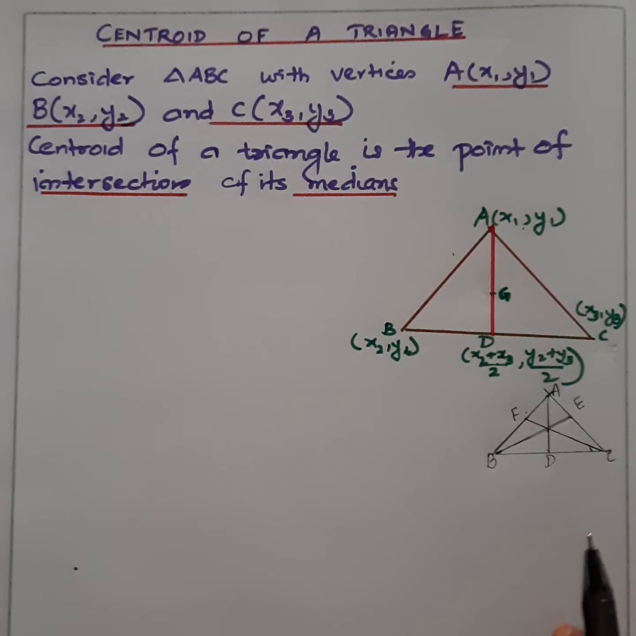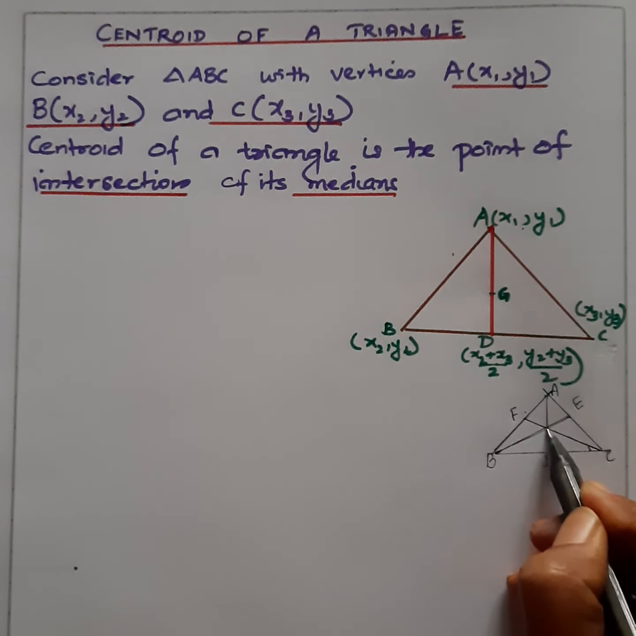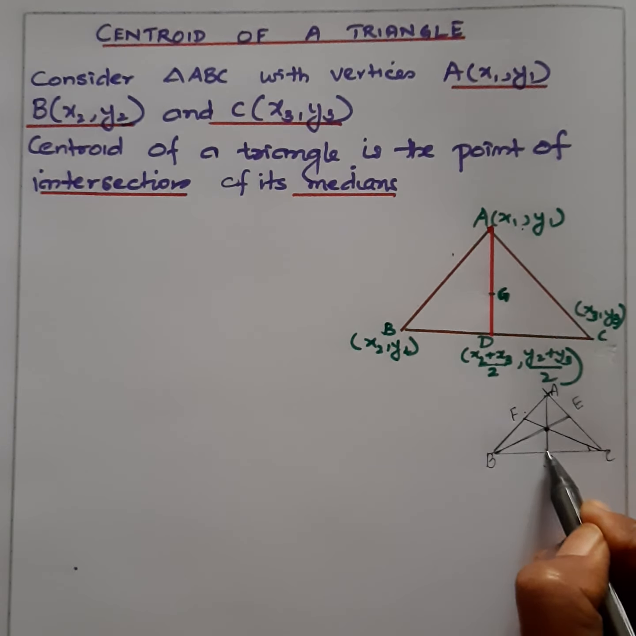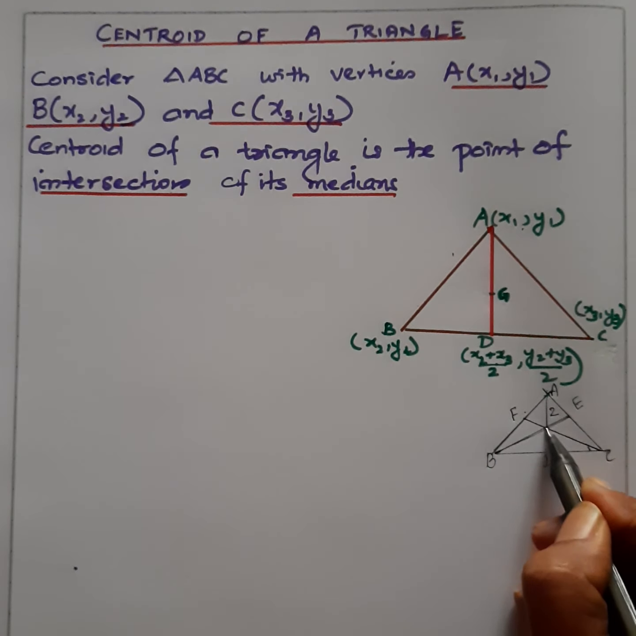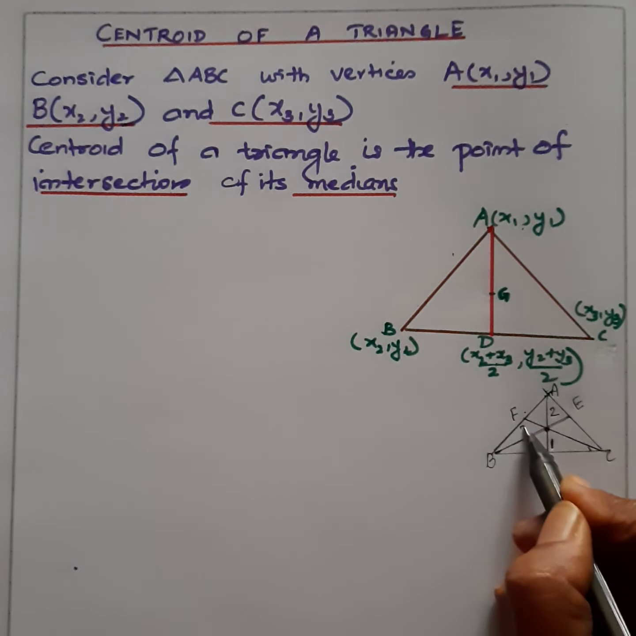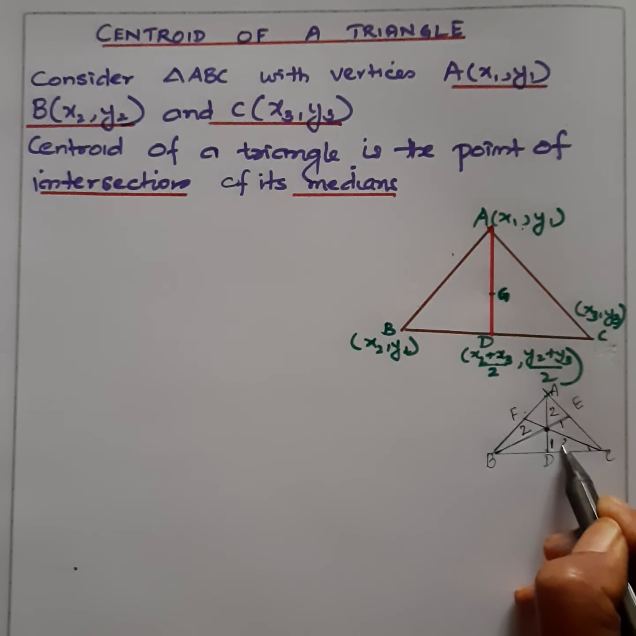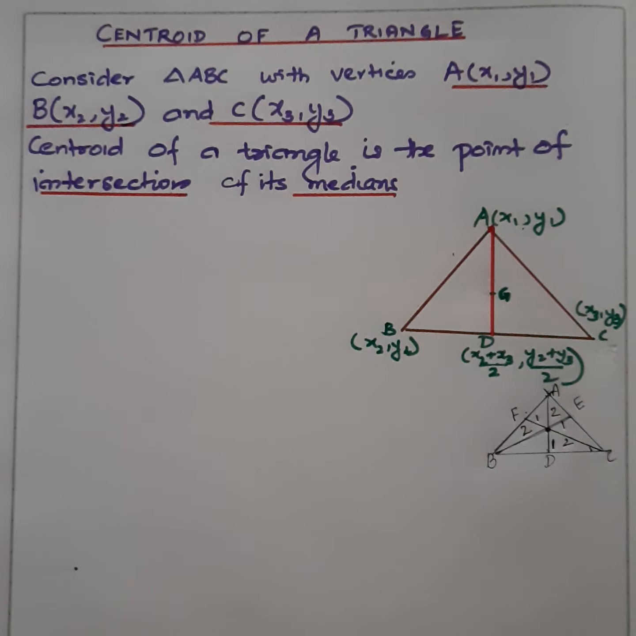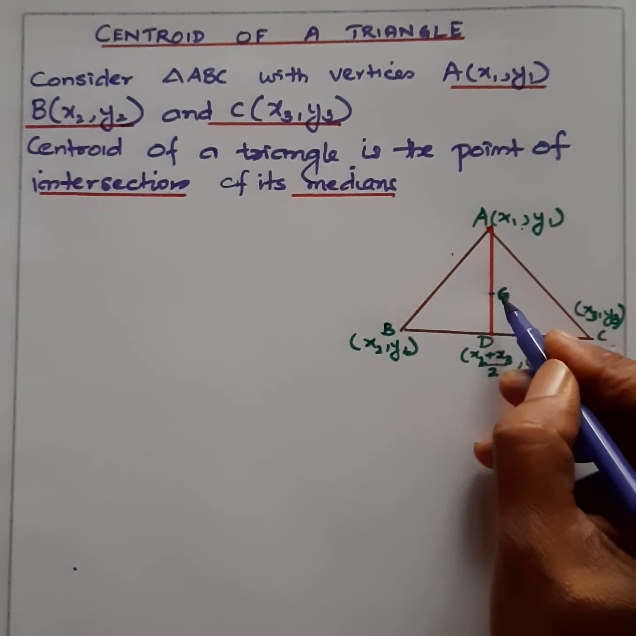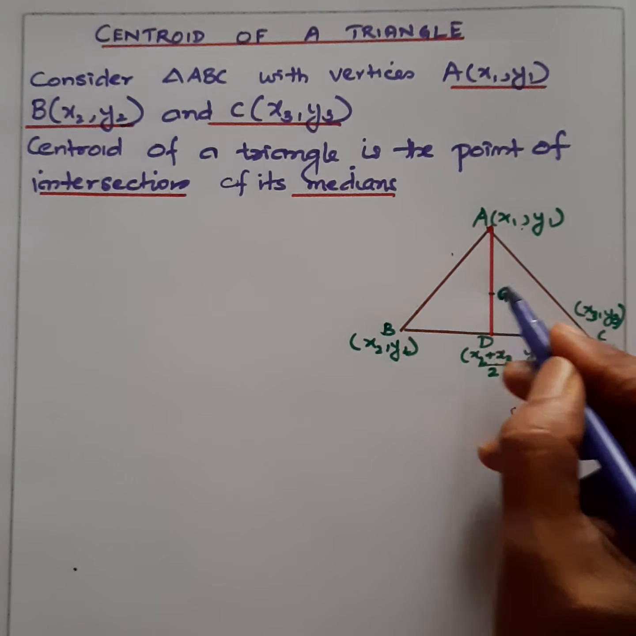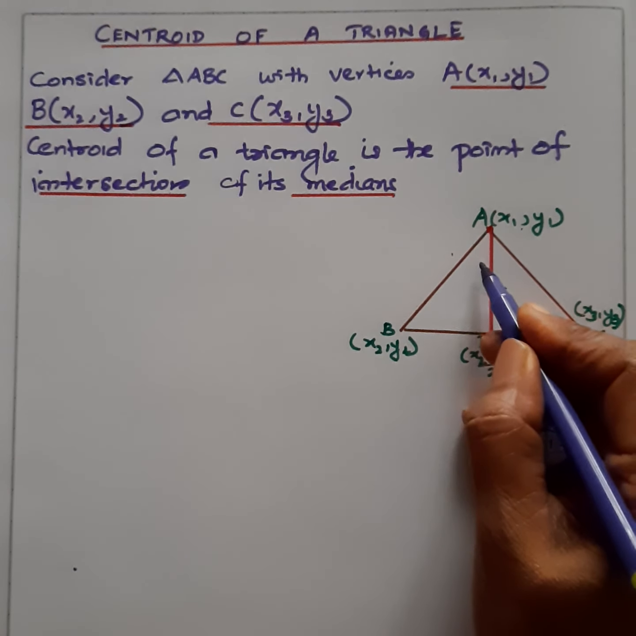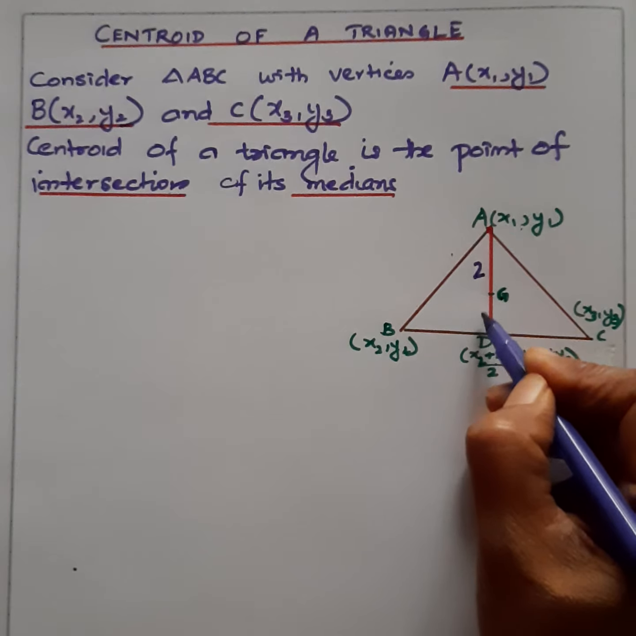This centroid has another property: the centroid divides each of the medians in the ratio 2:1. AD is divided by the centroid in the ratio 2:1. BE is divided by the centroid in the ratio 2:1. Again, CF is divided by the centroid in the ratio 2:1. So in our case also, G is the centroid which lies on the median AD and it divides the median in the ratio 2:1.